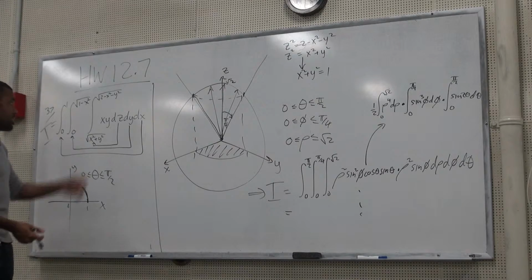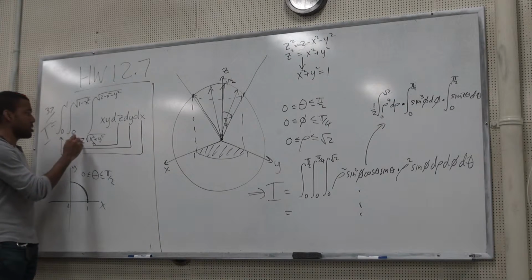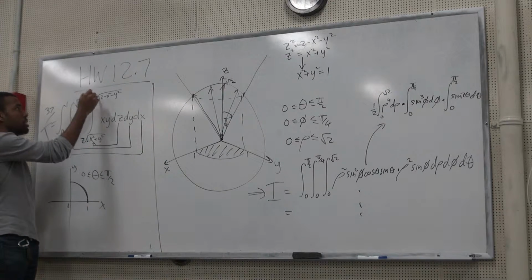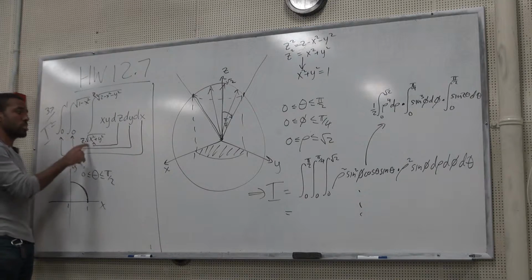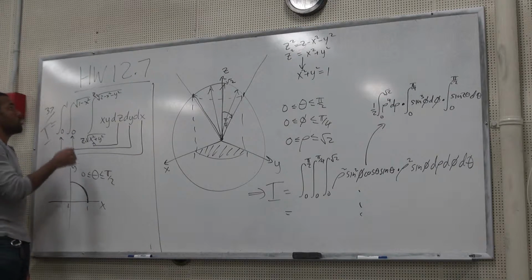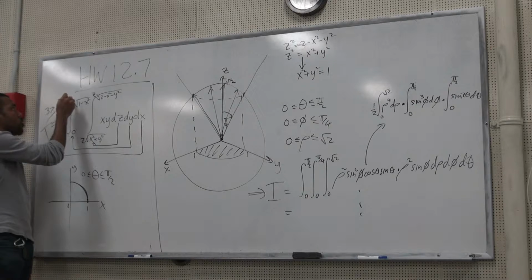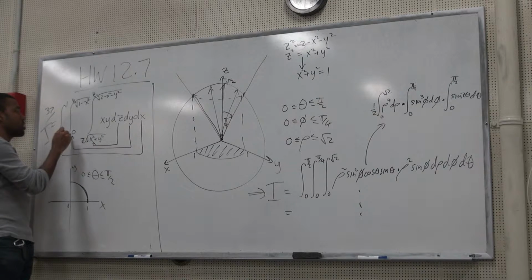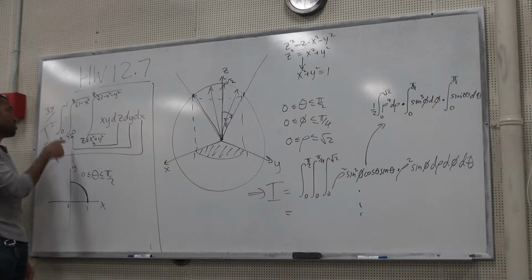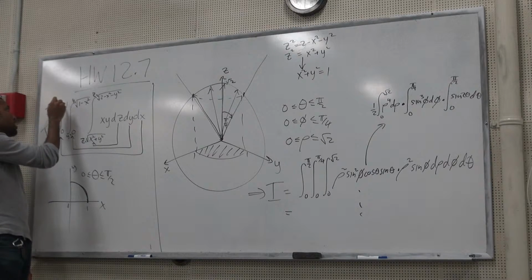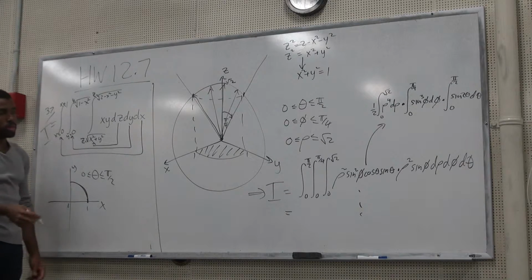So whenever you see something like this, you just start writing out the equations. This just means z equals this, z equals that. That you know is a sphere, this is a cone. Then you know that y must be equal to this, and y equals that. That you know is a circle, that's a line. This is x equals 0 to x equals 1.